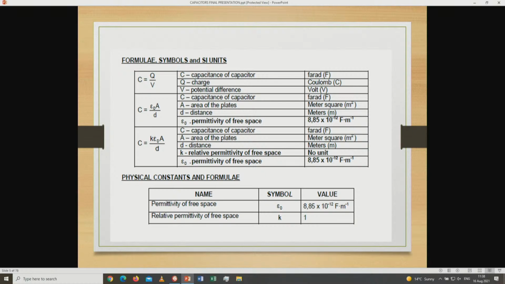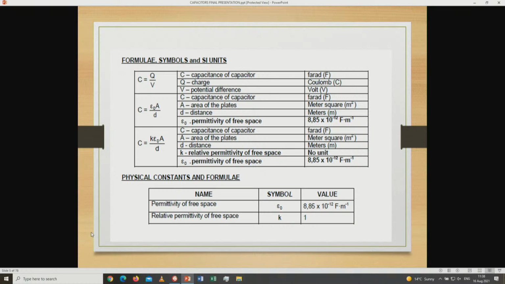The last formula is still the same as above. The only difference is that it now has an addition of the relative permittivity, K, and it does not have an SI unit. This is the value of the strength of the dielectric used between the capacitor plates. Epsilon naught we have already talked about. As indicated, these values you'll be given on the formula sheet: the permittivity of free space and the relative permittivity, also K.